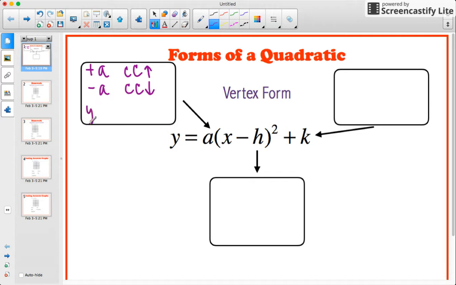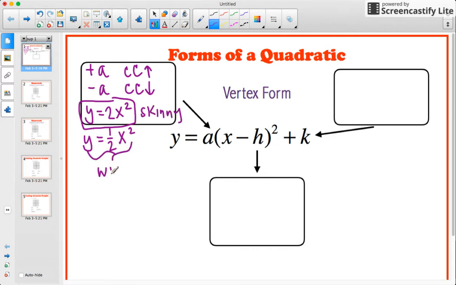We also learned that if we have things like y equals 2x squared and y equals 1/2 x squared, this guy right here is very skinny. And this guy right here is very wide. So the larger that your a value is, the skinnier your graph gets. And the smaller, and when I say smaller, I mean in between 0 and 1, it makes your graph very wide.